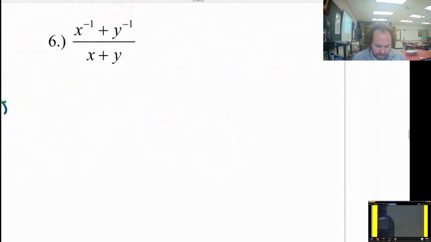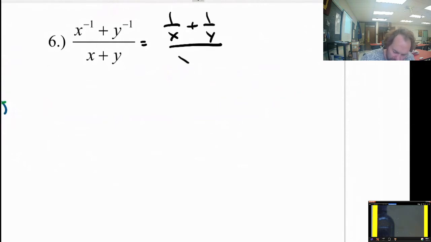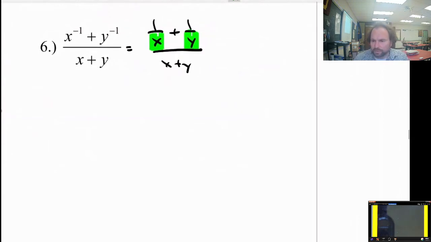Question 6, we're going to do kind of the same thing. Let's start by just making all these fractions 1 over x plus 1 over y over x plus y. Now, the only denominators that we have to worry about here are the x and the y. So the common multiple that we're looking for is xy. That's the number that contains both x and y as factors. So xy over xy is going to have to happen there to make this happen.